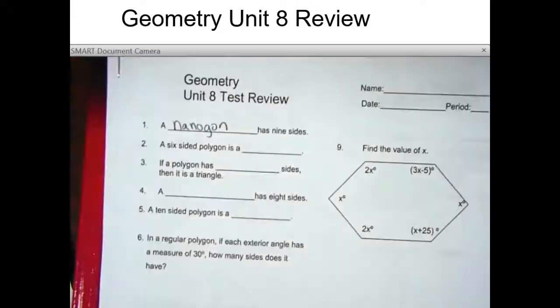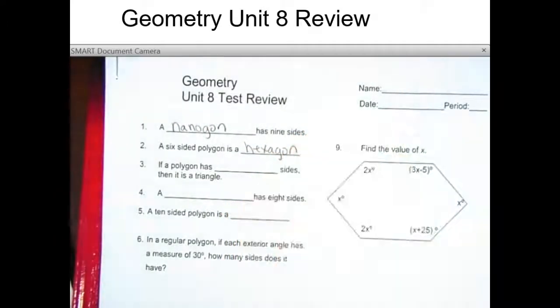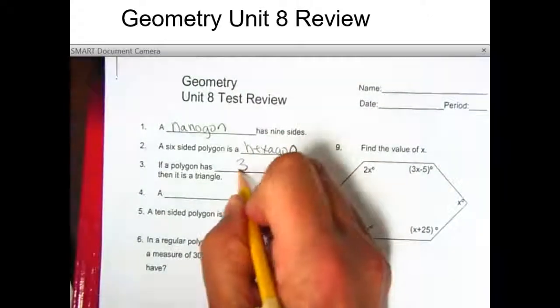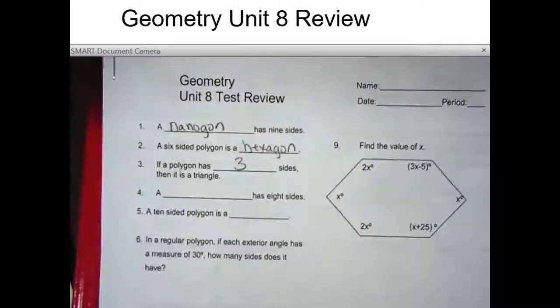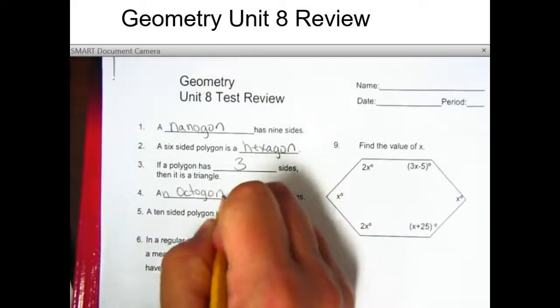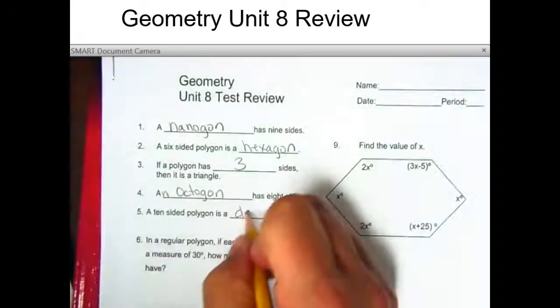Number 2, a 6-sided polygon is a hexagon. Number 3, if a polygon has blank sides, then it is a triangle. That would be 3. An octagon has 8 sides, and a 10-sided figure is a decagon.